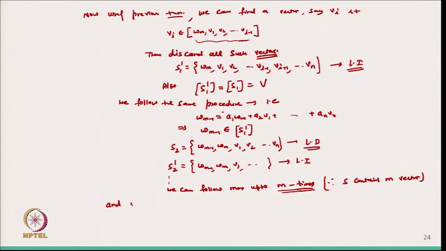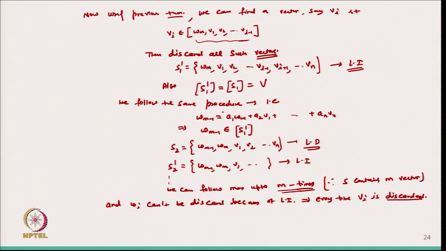And the Wi's cannot be discarded, because of linear independence, which implies every time a Vi is discarded.